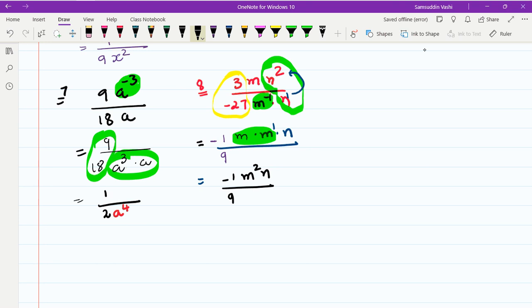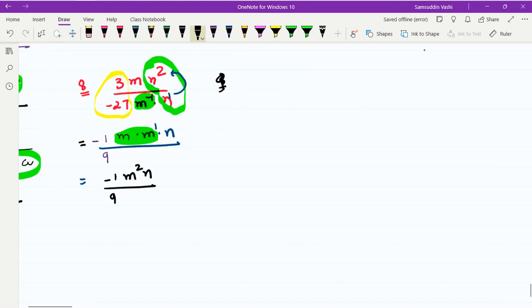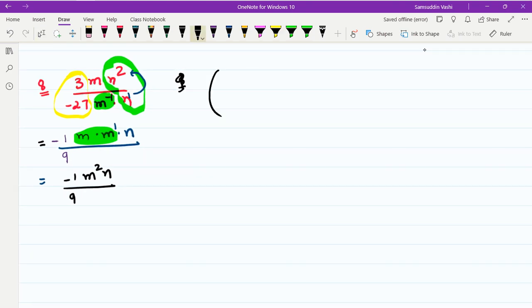Okay. That's number 8. And now 9. Okay, so 9 has a big bracket and it has the power 3. So it's negative 2, x to the power of negative 2, x to the power of negative 3, and y squared. Okay, so negative power. How many places? 2. So I change their places. That negative 2 has nothing to do with the negative power.